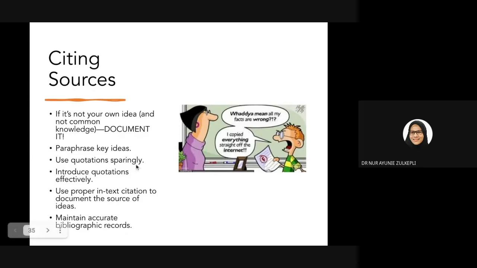So you have to be careful with that. I will show you some strategies to avoid plagiarism. For example, by citing sources. If it's not your own idea or not common knowledge, you have to document it. So you have to acknowledge it. You can paraphrase the key idea, use quotation, and use in-text citation, and also make sure that your bibliographic record or referencing list is in correct order.